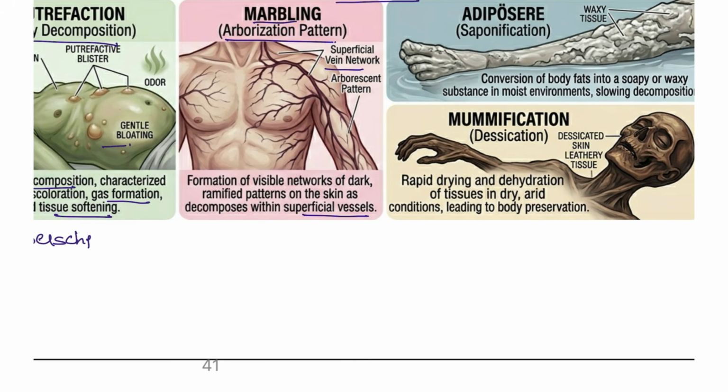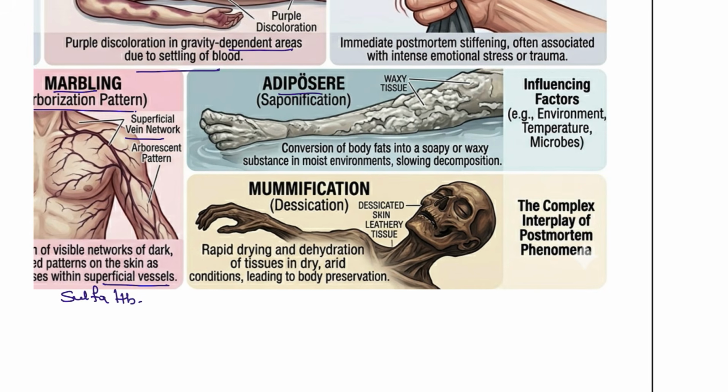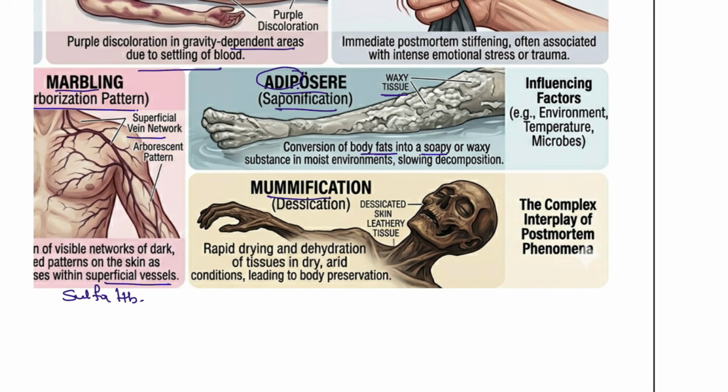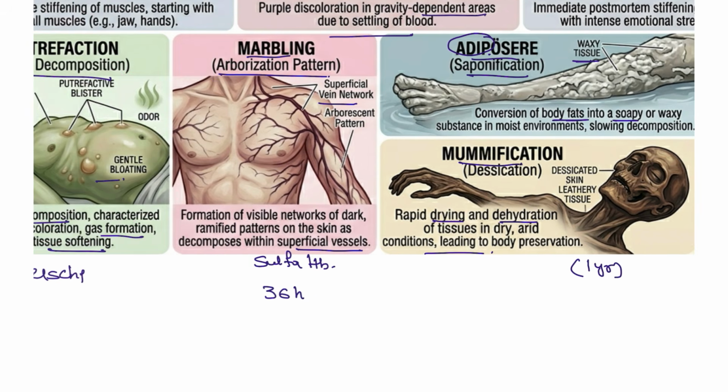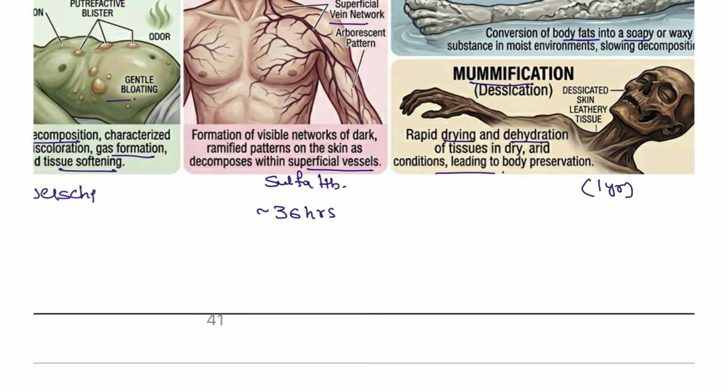This is seen in the superficial vessels because of sulfhemoglobin. Adipocere, also known as saponification, is waxy tissue, the conversion of body fats into a soapy and waxy type. Mummification is complete drying and dehydration of the body. These are the important points that you have to remember. Mummification takes around 1 year, and marbling takes around 36 hours.